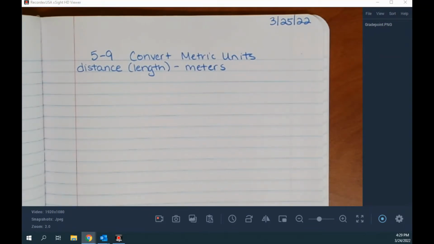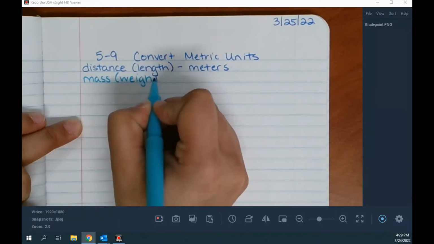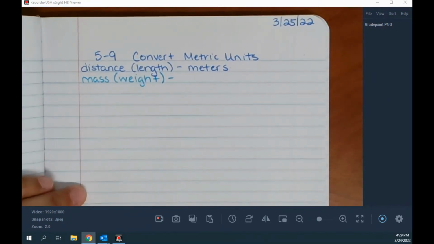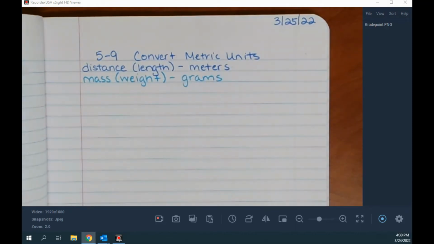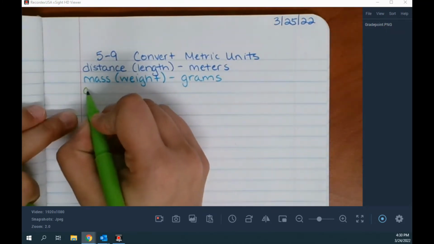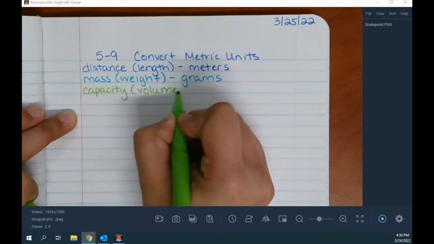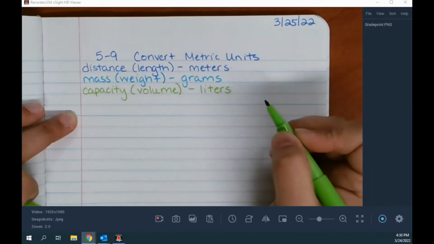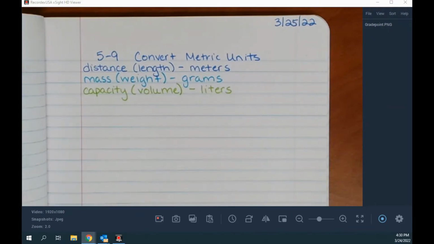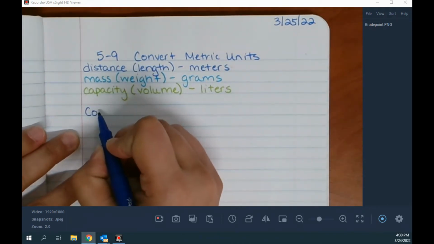We're also going to look at mass or weight. And when we talk about mass or weight, we're going to be looking at grams. And again, it could be, for example, milligrams, but it'll still have grams in there. And then lastly, we're going to look at capacity, which has to do with volume. And that would be liters, or centiliters, or milliliters. So our conversions are going to look a little different today because it's kind of a base 10 system.